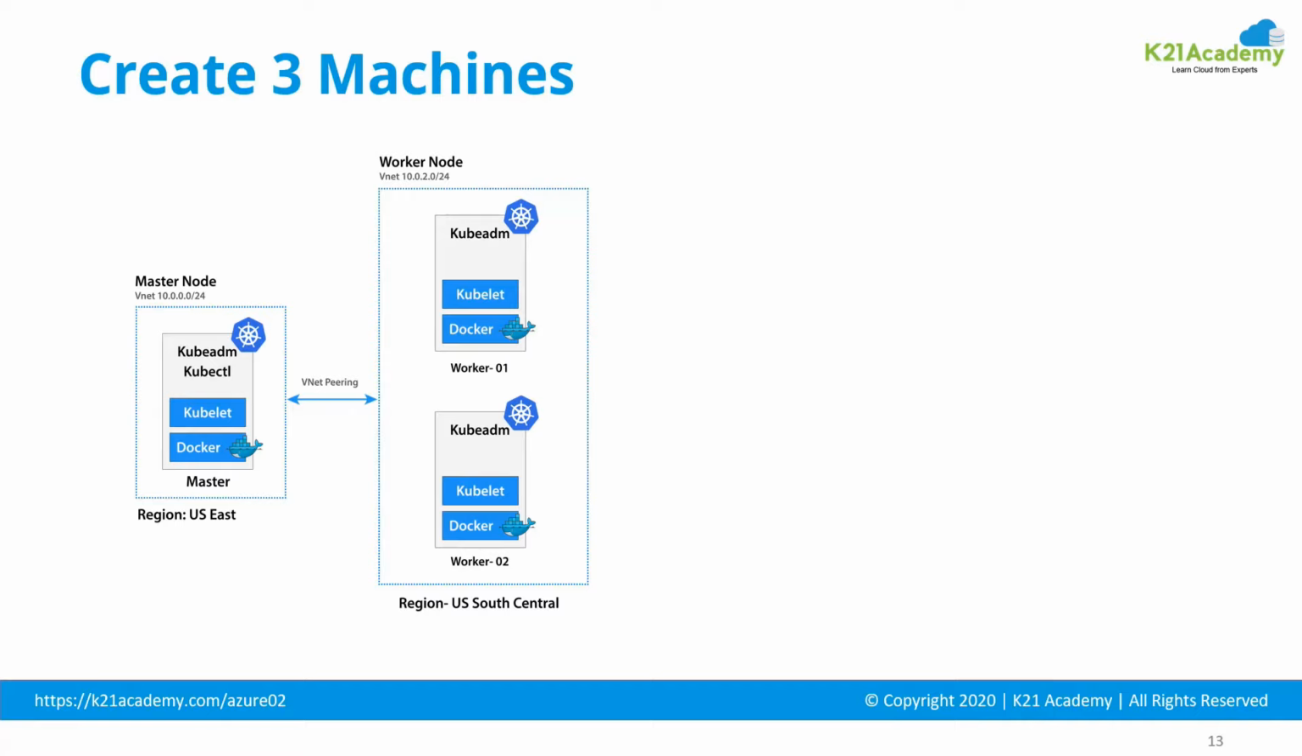Now, typically, ideally, I would be creating these two worker nodes also in the same network, in the same region as your master node, so that there's no network latency. But if you're doing it on a free trial account, you will not be able to create all three machines in one single region because of the soft limit that you have on a trial account. So what you can do is create the other two machines in a different region. Let me show you how to create two other machines in a different region.